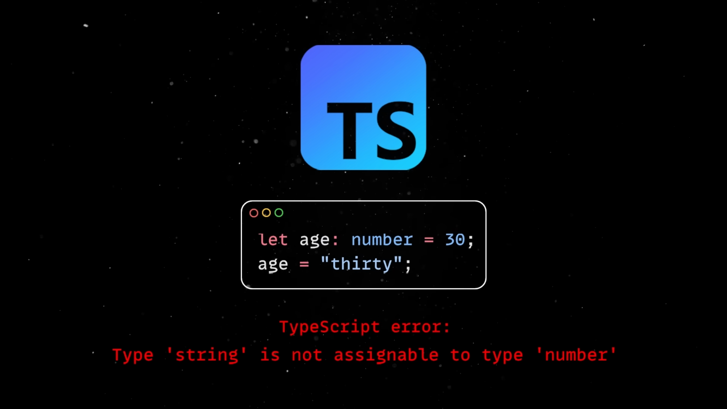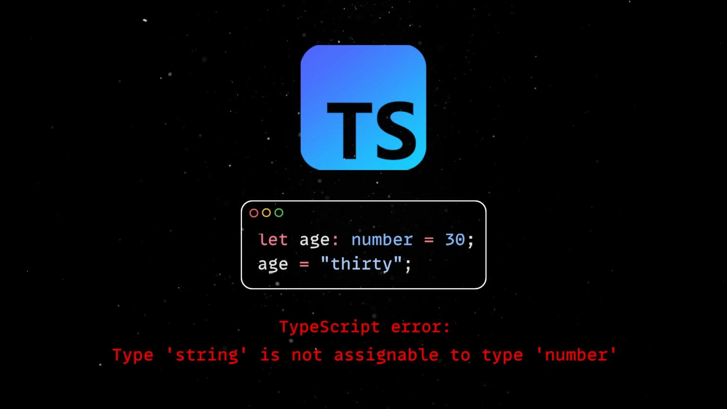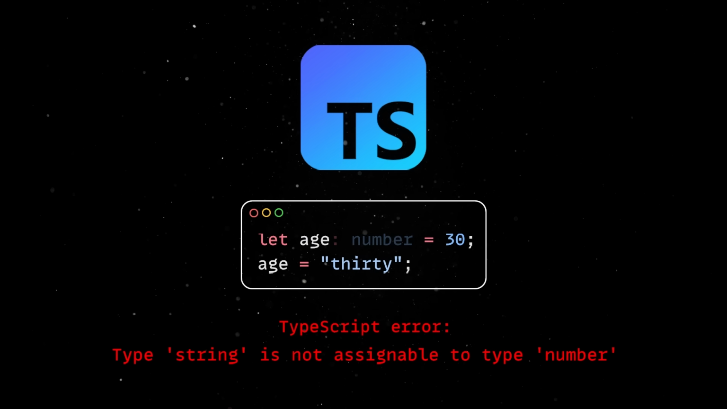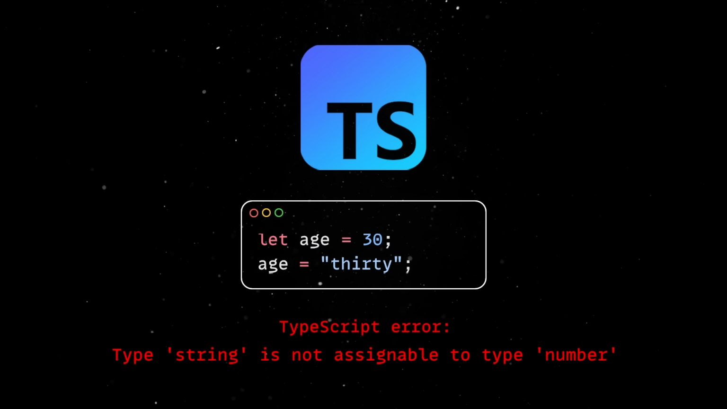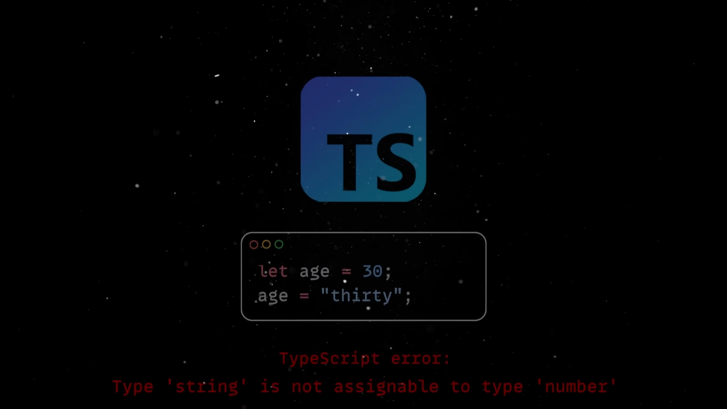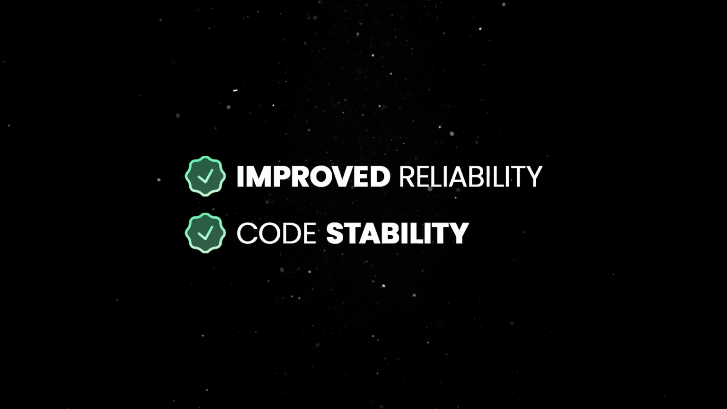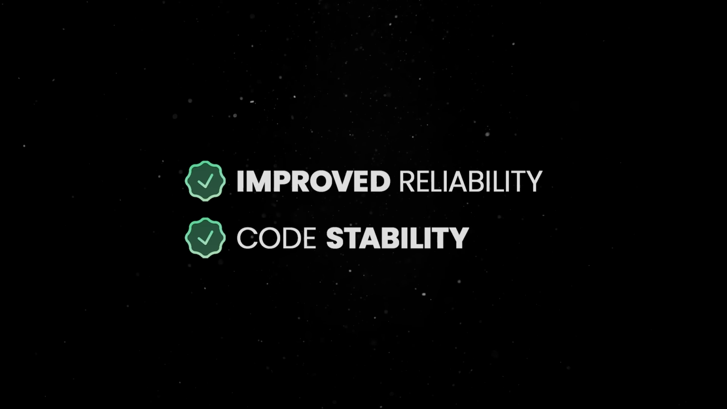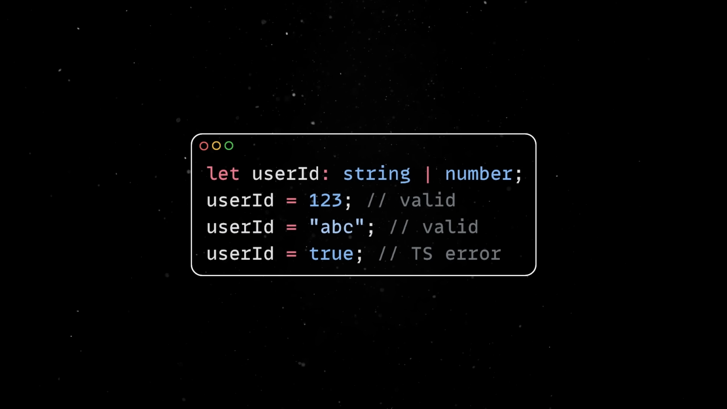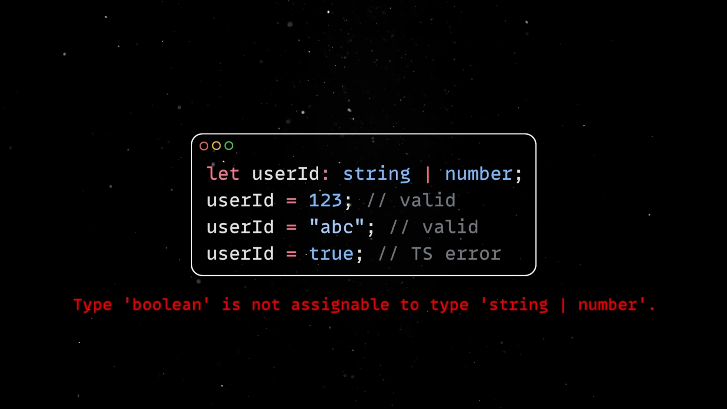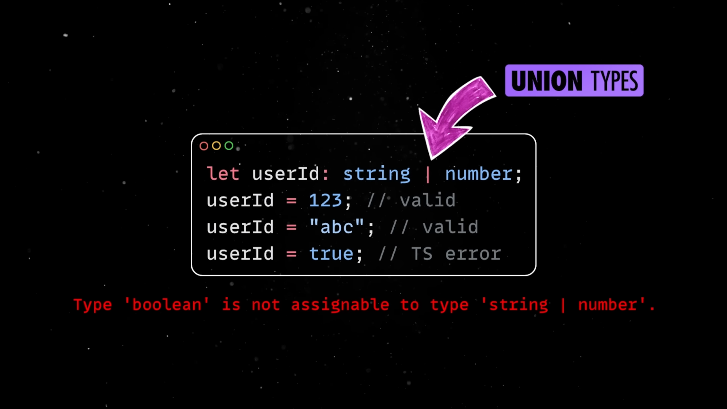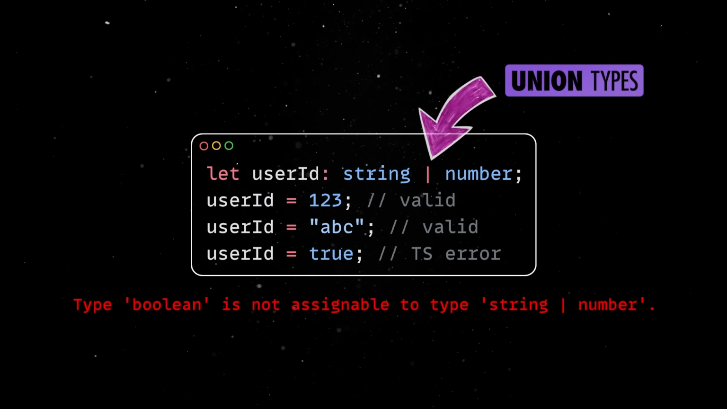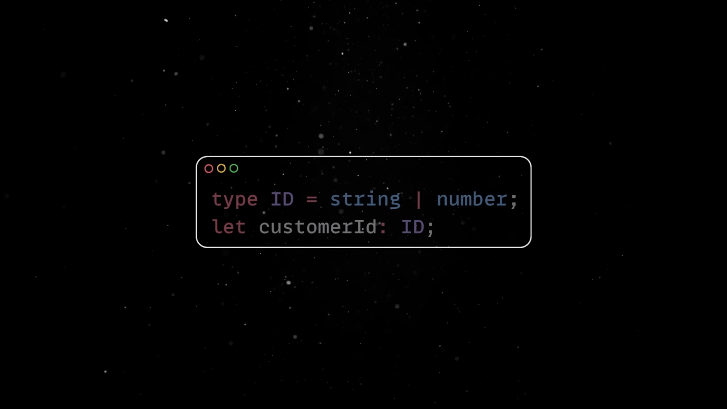Note that TypeScript is smart enough to also infer types when possible, so, in practice, you'll probably write your code like this. Types might not look like much, but they are drastically improving the reliability and stability of your code. In real-world scenarios, you'll run into situations when variables need to hold multiple types. This is when union types come into play. If you find yourself using the same union type repeatedly, you can also define a type alias.